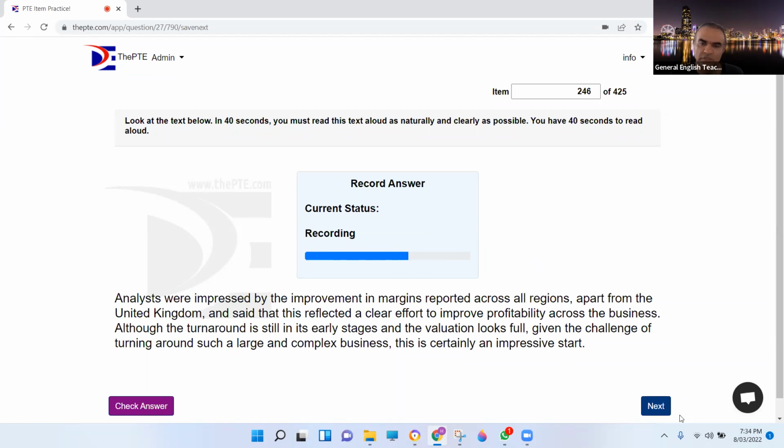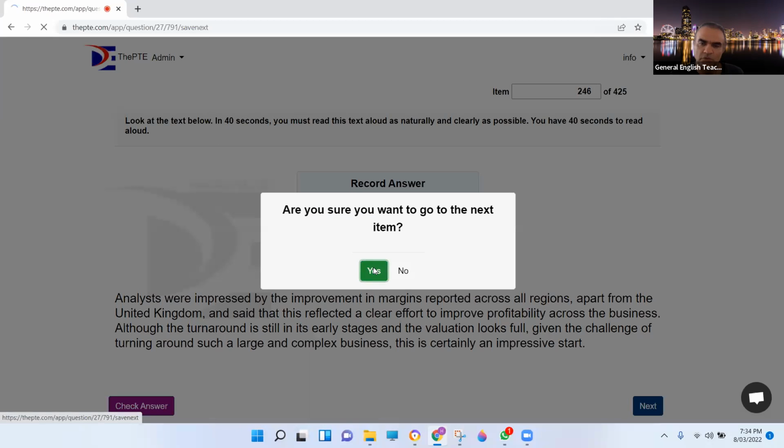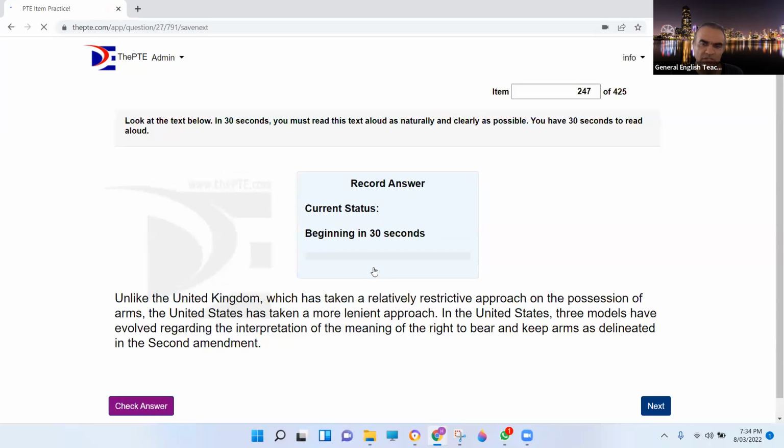Very good. Finished here. Excellent. With Pradeepa, you can get 90. Okay. Very easy. Mayuko, please.